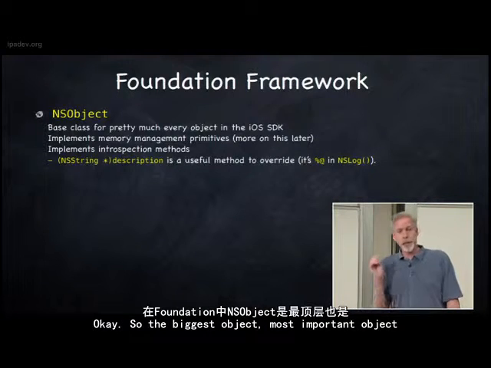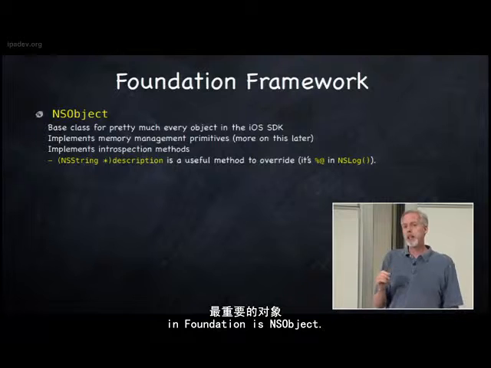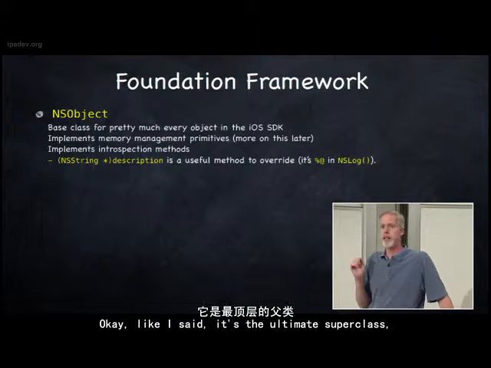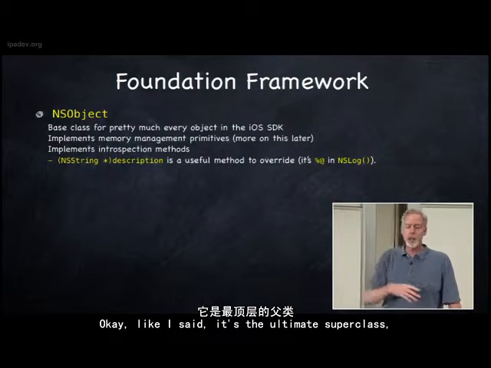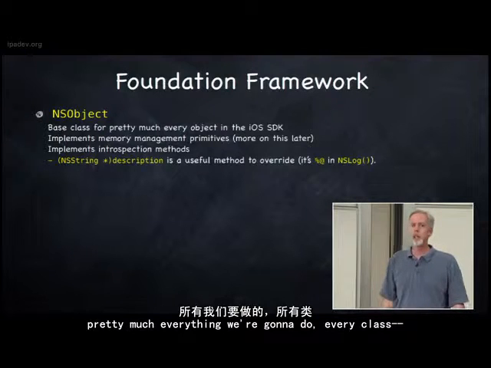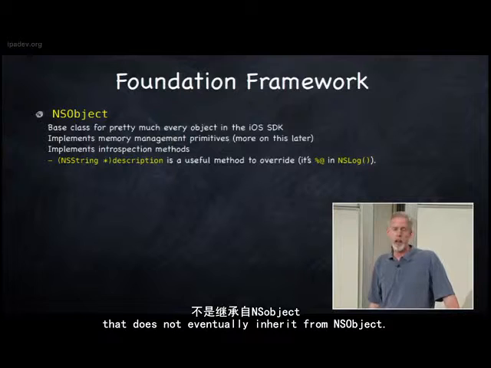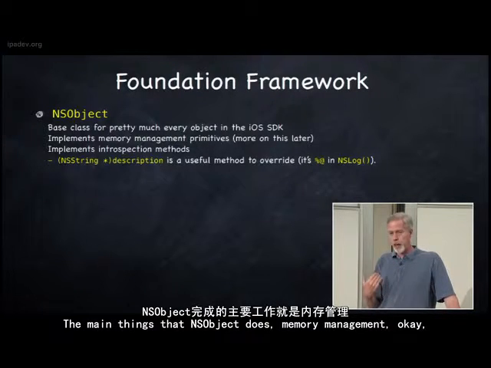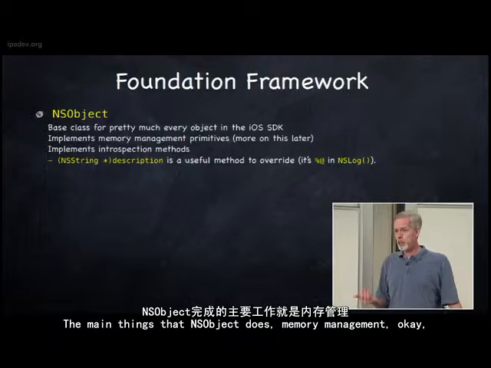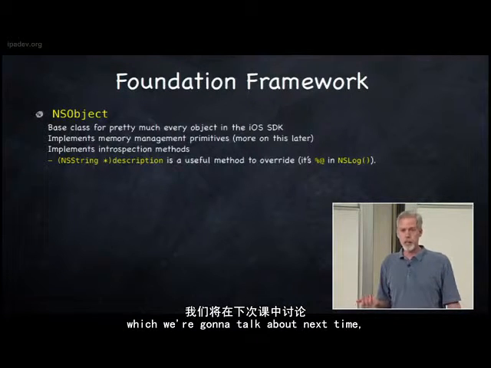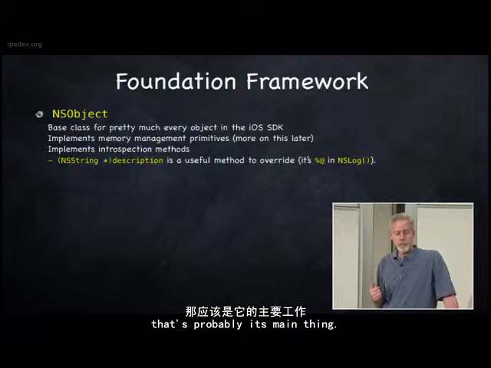The biggest, most important object in Foundation is NSObject. Like I said, it's the ultimate superclass. Pretty much everything we're going to do, every class. I don't think there's a single class you're going to create or use that does not eventually inherit from NSObject. The main thing that NSObject does is memory management, which we're going to talk about next time. That's probably its main thing.